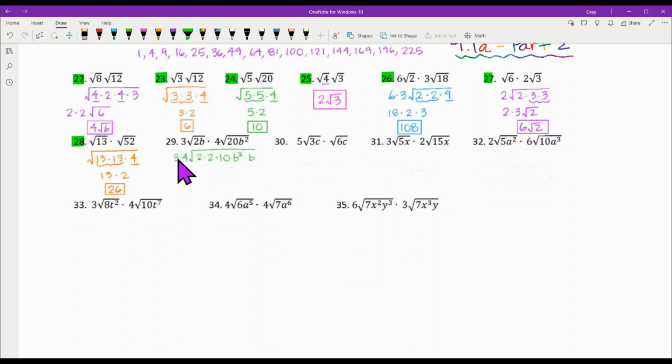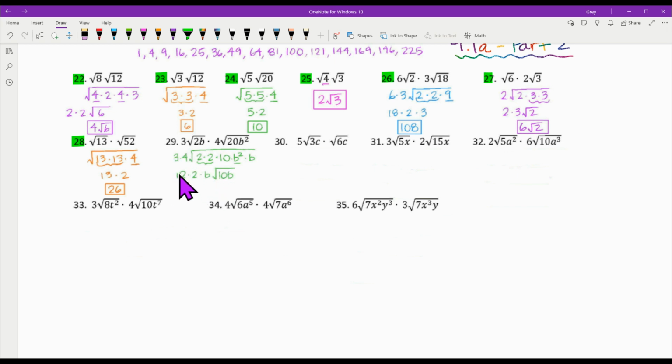3 times 4 is on the outside. There's my 2. I always put the numbers together. So that's my 20. And I have a b squared and I have a b. Now, where am I perfect? This is square roots. So when I have 2 of something, it's a perfect square. 10 is not a perfect square, but b squared is a perfect square. So what comes out, 3 times 4 is 12. Then I get to bring out a 2, and I bring out a b.